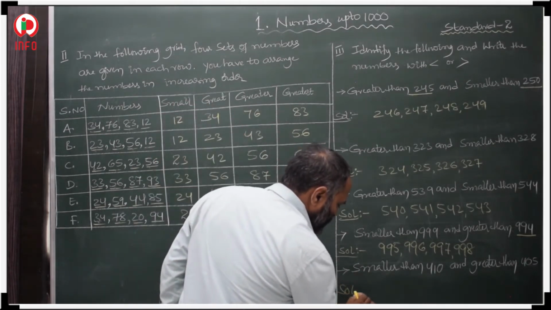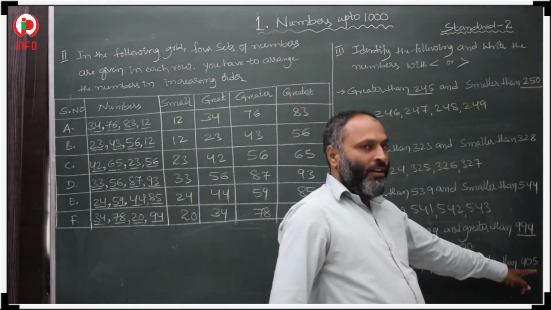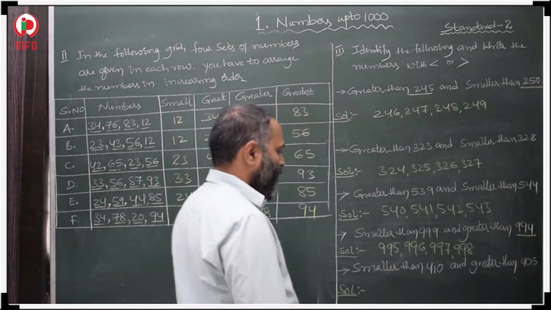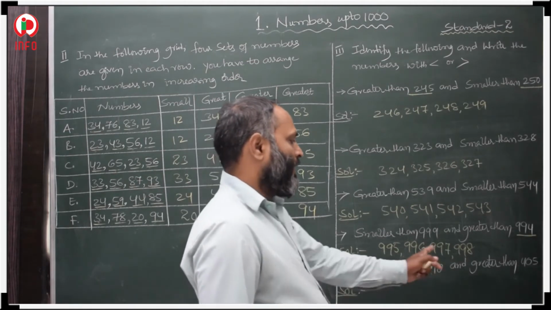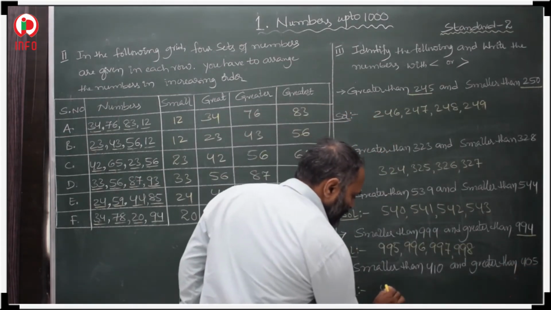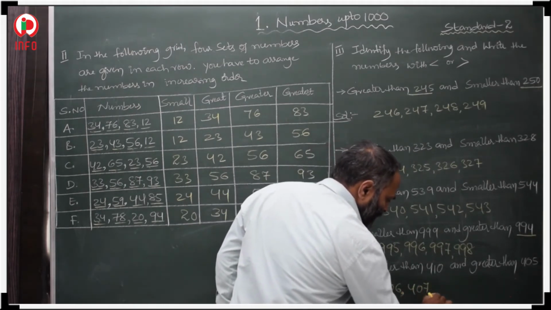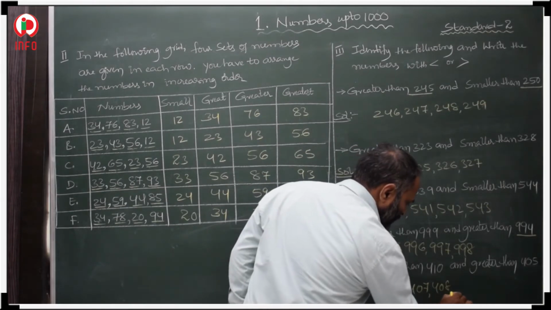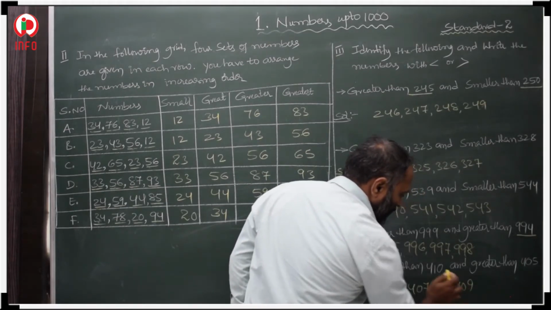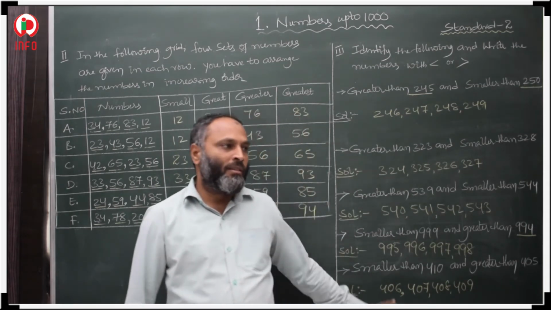Then next, last, smaller than 410 and greater than 405. Greater than means first we have to take this one, so we start from 406. 406, 407, 408, 409. Don't take 410. So we have to take the in-between numbers. So this is the method.